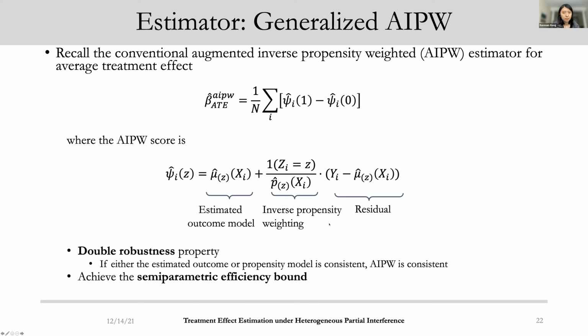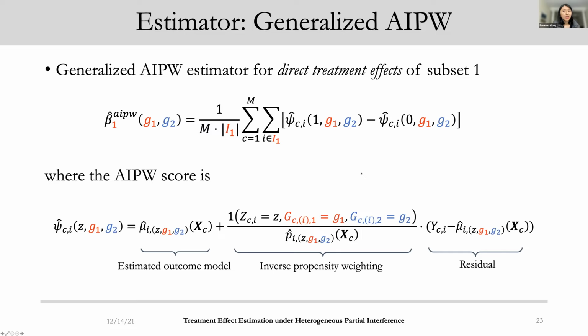Our generalized AIPW estimator at a high level also combines the direct estimator with IPW. But here, there are two major differences from the conventional AIPW. First is that both the propensity and outcome models are indexed by not just an individual's treatment assignment, but also the number of treated neighbors in each subset, such as the number of treated female friends, G1, and the number of treated male friends, G2. Second is that we need to account for an individual's own and neighbor's covariates, given the generalized unconfoundedness assumption, where the neighbor's covariates may affect an individual's own outcome and also the treatment assignments of all units in a cluster.